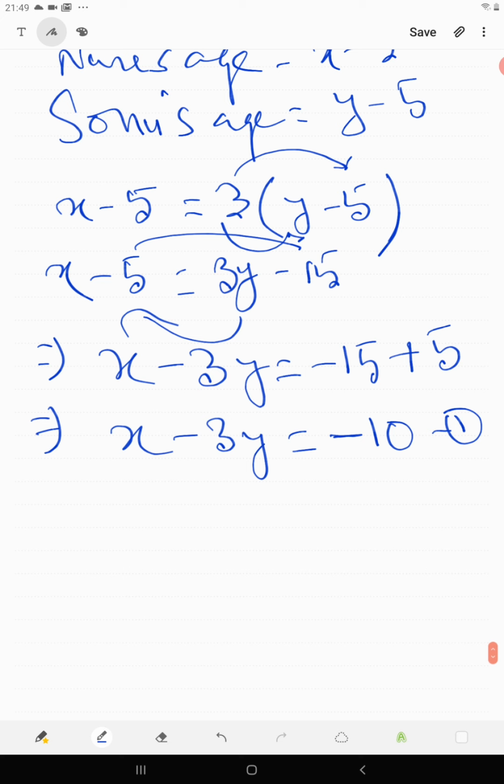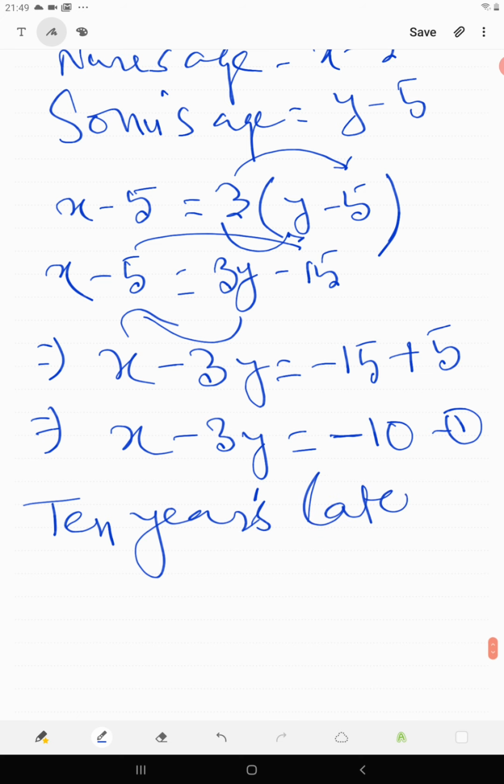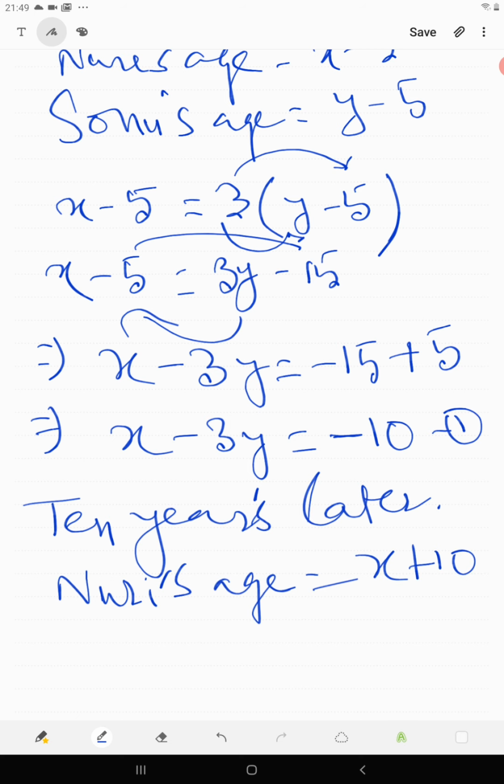Okay. Now next thing. 10 years later. Now I am talking about 10 years later. 10 years later, what will be Noori's age? Means after 10 years. So it will be plus 10. If you are 10 now, it will be 10 plus 10 after 10 years. That is 20. So Noori's present age is X. So 10 years later, it will be X plus 10. Now, Sonu's age. What will be Sonu's age? So Sonu's present age is Y. So 10 years later, Sonu's age will be Y plus 10.